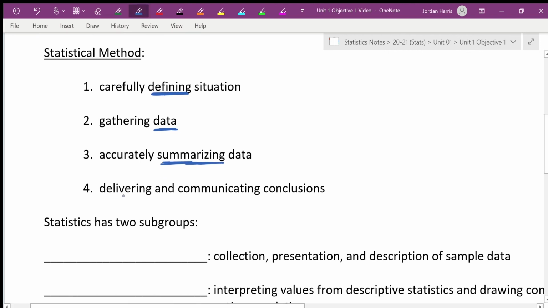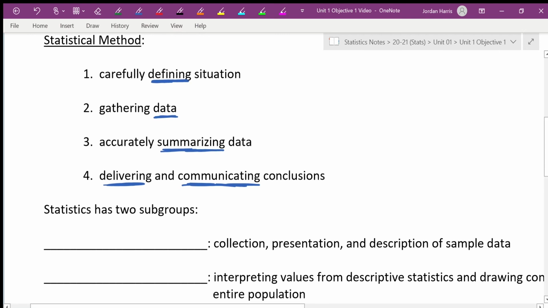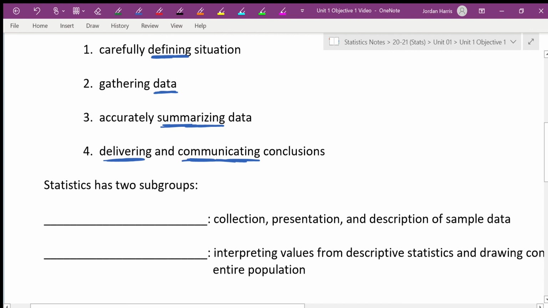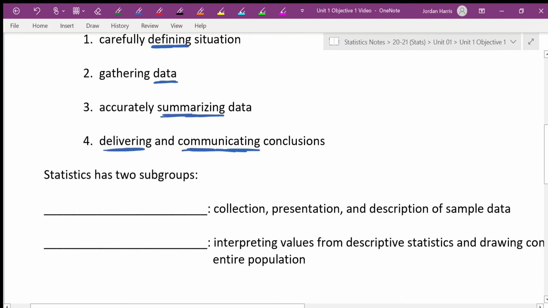And then we are going to deliver and communicate conclusions. That 4th step is more the 2nd semester. We're going to talk about z-scores and t-scores and chi-square scores, and we're going to talk about what they mean for the context in which we're going through. So notice there is writing you're going to do. There's sentences you're going to write out. There's explanations you're going to write out. There's vocab you're going to look at. So there's a lot of stuff to be dealing with.